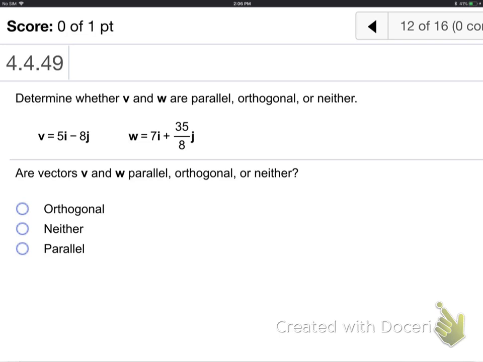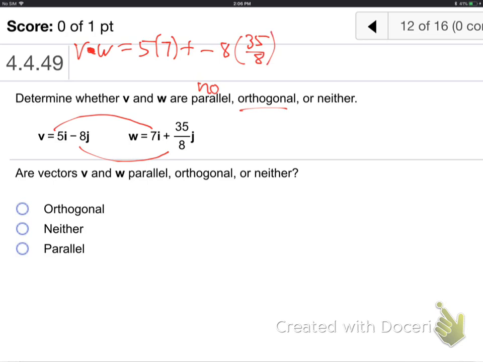So, are they parallel? No, they're not. One of them is not just 2 or 3 times the other. Let's check for orthogonal. Let's do the dot product. When you dot them, you take I times I, 5 times 7, plus J times J, which is minus 8 times 35/8. So what is that? 35. What do you do with a whole number 8 times 35/8? Put it over 1. Whole number interacting with a fraction, put it over 1. Cancel. 35 minus 35, 0. There it is. The dot product is 0, so they are orthogonal.